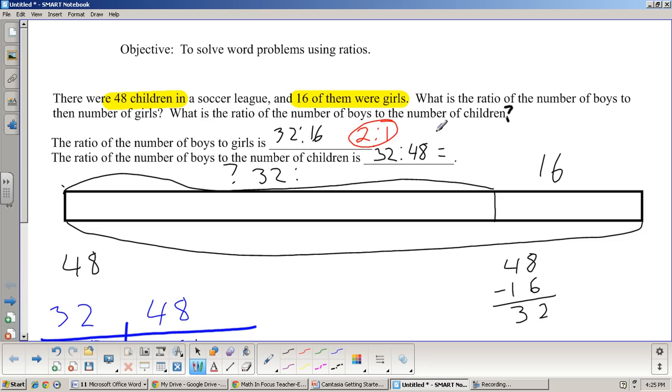So 16 goes into 32 twice, 16 goes into 48 3 times. So my ratio for that one is 2 to 3. And that's how I figure out word problems using ratios. Remember that it has to be simplified into the lowest form of the ratio to be a final answer. Good luck with your homework.